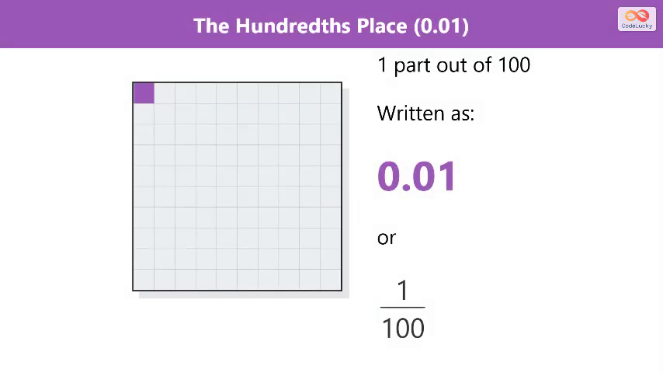Moving one step further right, we find the hundredths place. Imagine taking that same whole and dividing it into 100 small squares. One single square out of that grid represents 1/100th. Written as a decimal, it is 0.01. It is 10 times smaller than a tenth.